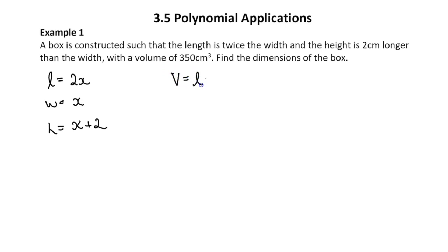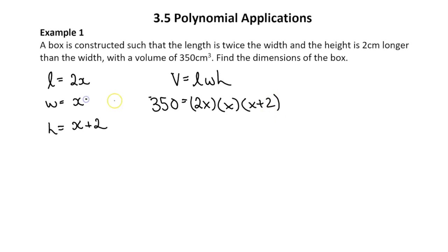We could now fill in the length, the width and the height, and we know that's all going to equal 350 centimeters cubed. So instead of saying volume, we can replace it with the 350 that it is, and then that's going to be equal to 2x times x times x plus 2. Based off of that, you want to figure out what's the best and fastest way to answer something like this.